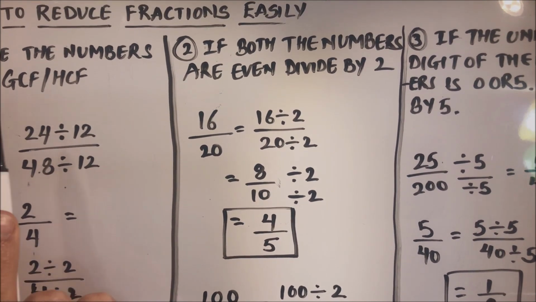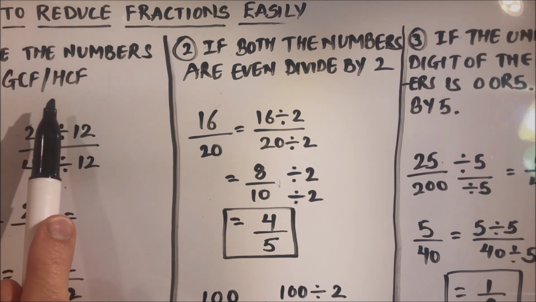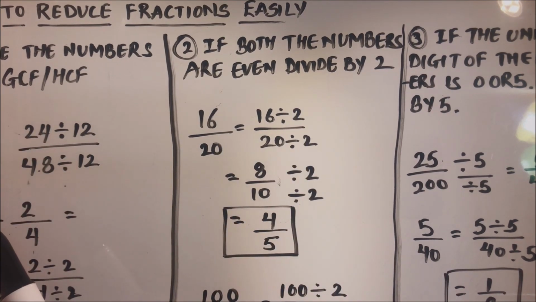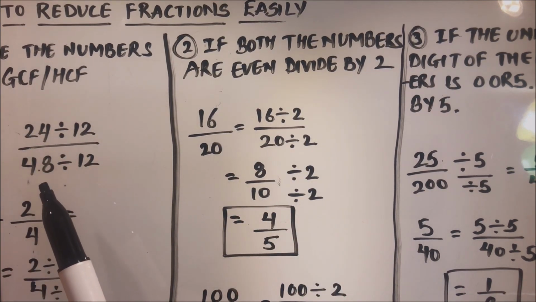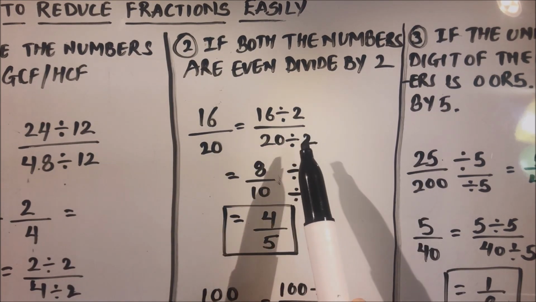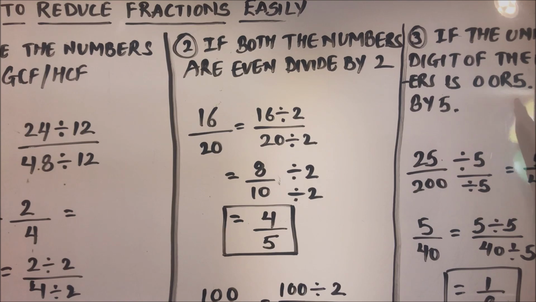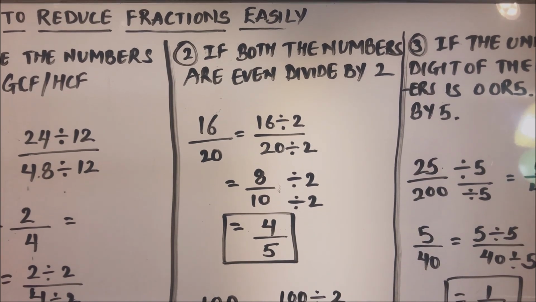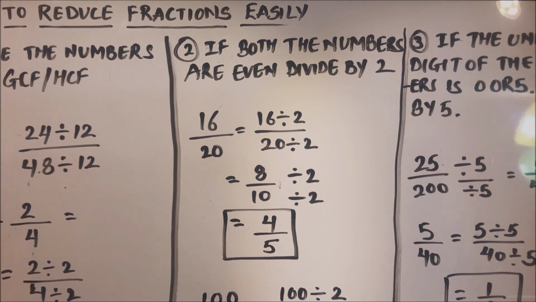So these are a few simple tricks you can use to reduce fractions. The first one is you just need to divide the numbers by the GCF or the HCF of the two numbers. If you don't know how to find the HCF or GCF, or if the numbers are big and even, then you can divide the numbers by 2. The third trick is, if the numbers have 0 or 5 in their units digit, you can divide the numbers by 5. So these are a few simple tricks or solutions to reduce fractions easily.